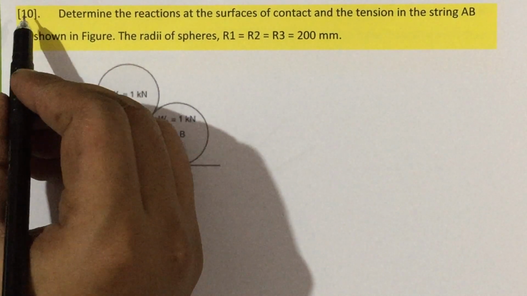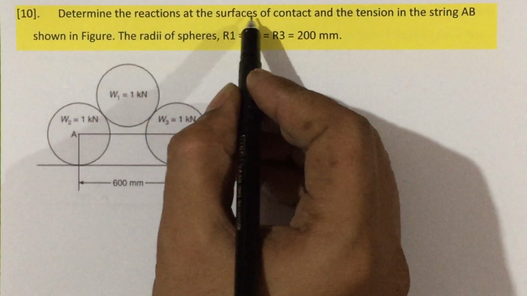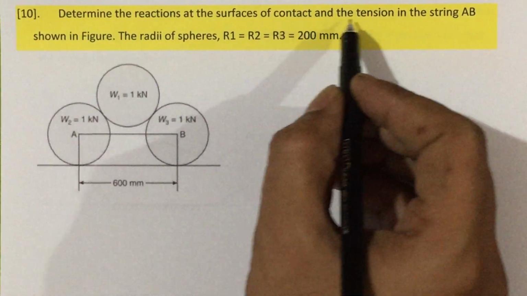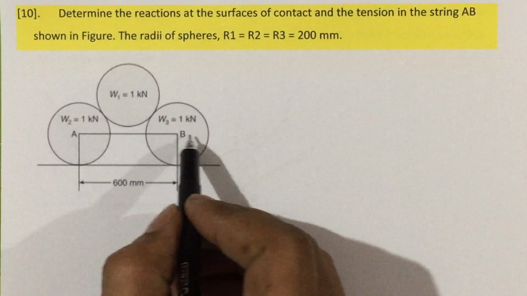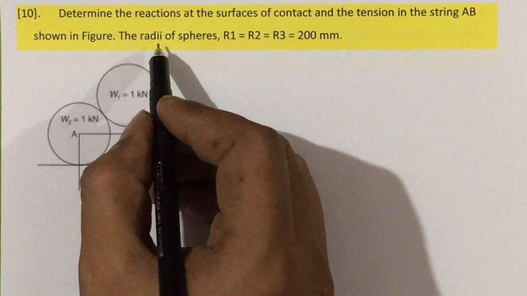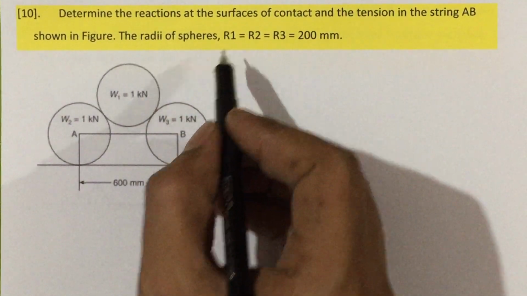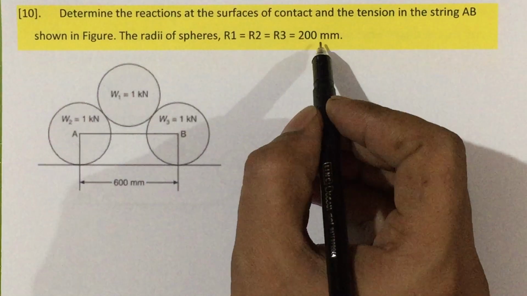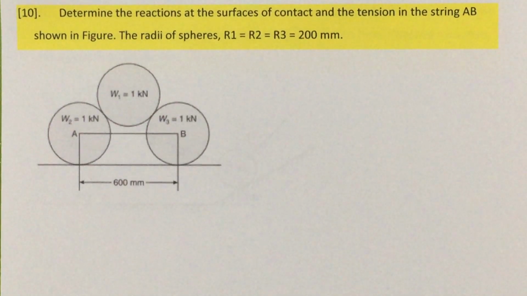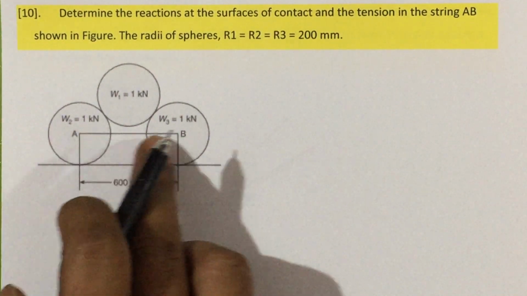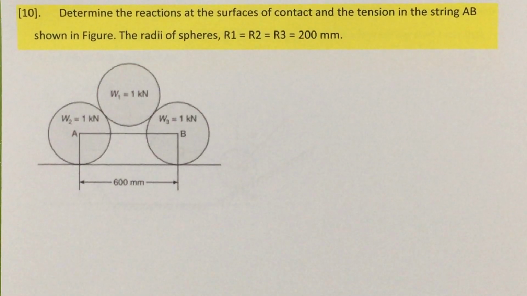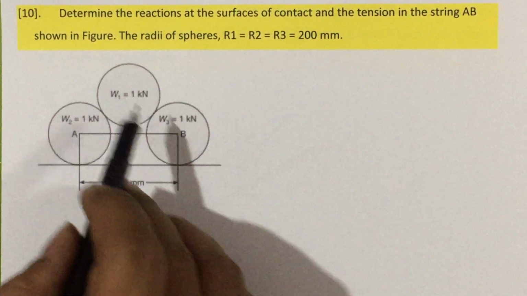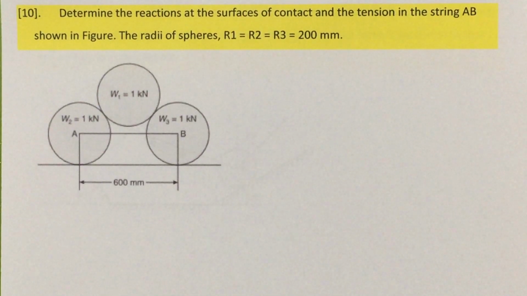Hi, the problem number 10: determine the reaction at the surfaces of contact and the tension in the string AB as shown in the figure. The radii of the spheres R1, R2 and R3 are equal to 200 mm. All the three figures are identical, where the weight and the radius are one and the same.